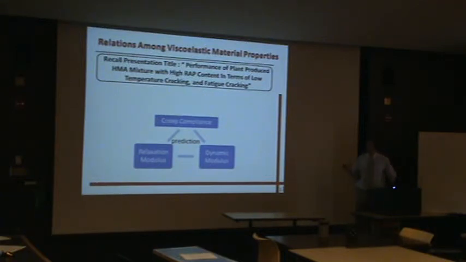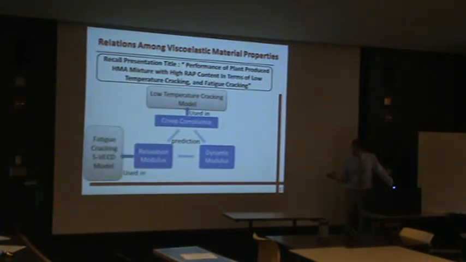Going back to the title of the research, it's testing the performance of these materials in terms of low temperature cracking and fatigue cracking. So I will use the creep compliance in a low temperature cracking model, and then I will use the relaxation modulus in fatigue cracking model. So now I have the low temperature and the fatigue. Why do I need the dynamic modulus?